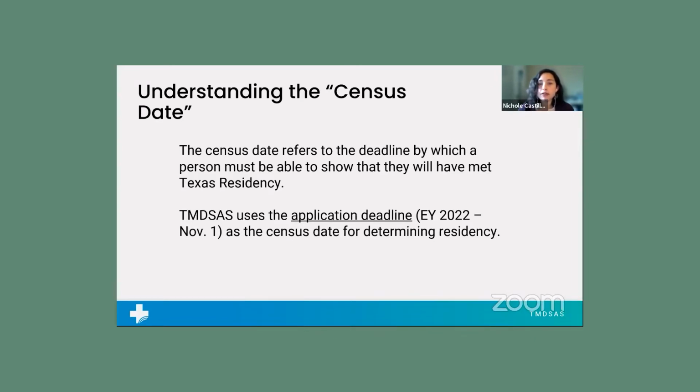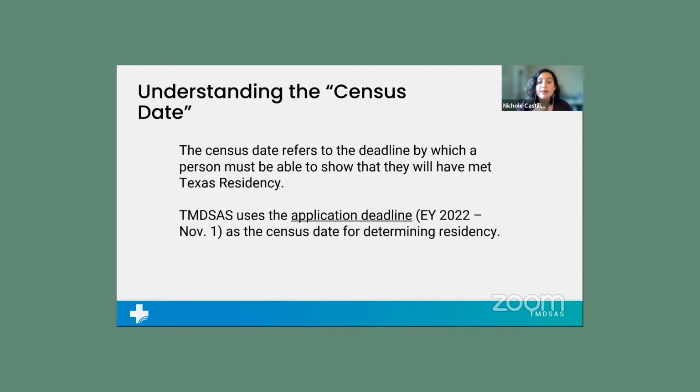So the census date simply refers to the deadline by which a person must be able to show that they will have met Texas residency requirements. For the purposes of TMDSAS, we use the application deadline. So for our current application cycle, entry year 2022, that deadline is November 1st. And we use this date as our census date for determining residency. So in the example I shared just a moment ago, for a person to have shown, again, gainful employment, a year's worth, we'll need to see November 1st of 2020 through November 1st of 2021.